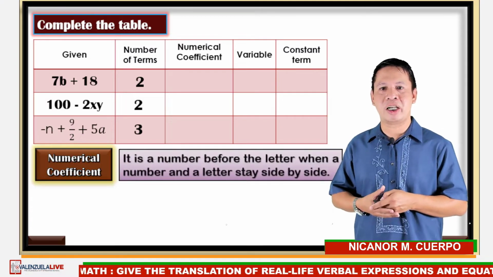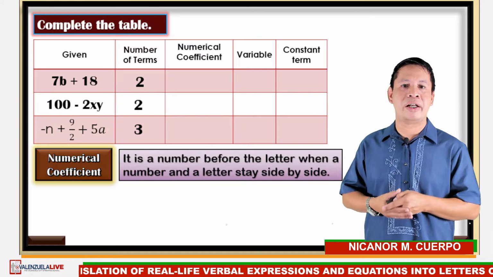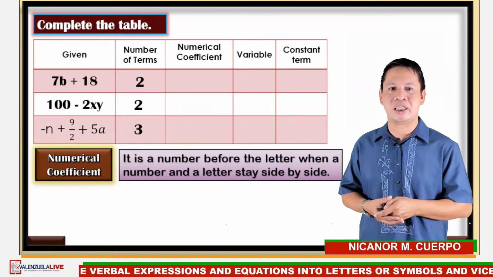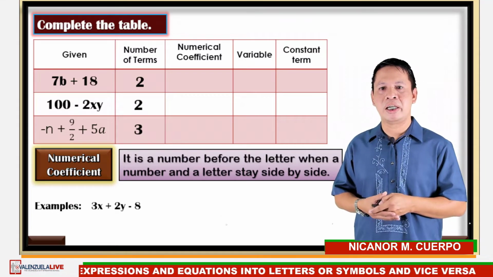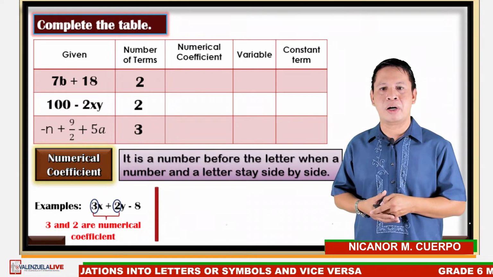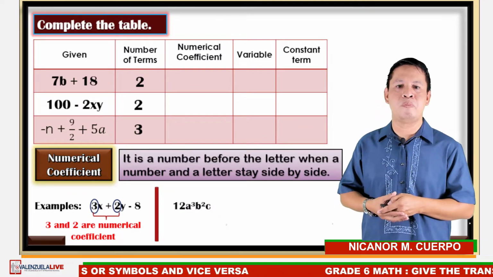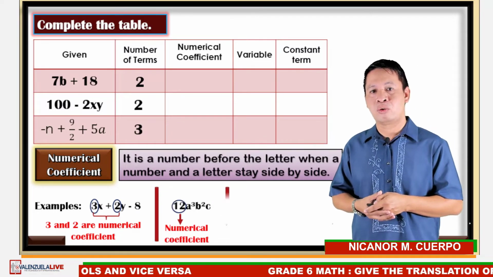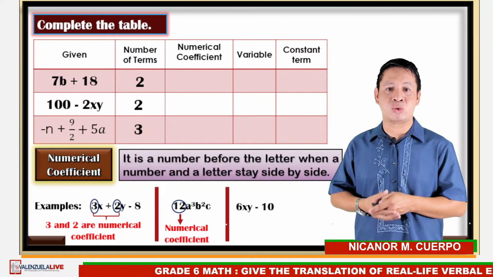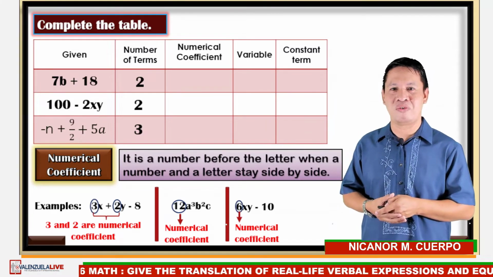So when we say numerical coefficient, it is a number before the letter, when a number and a letter stay side by side. Examples. 3x plus 2y minus 8. 3 and 2 are the numerical coefficients. 12a cubed b squared c, 12 is the numerical coefficient. For 6xy minus 10, 6 is the numerical coefficient.